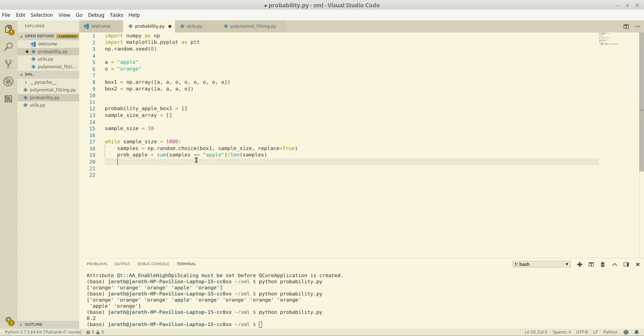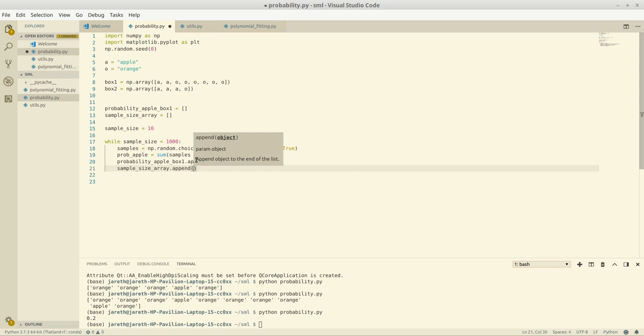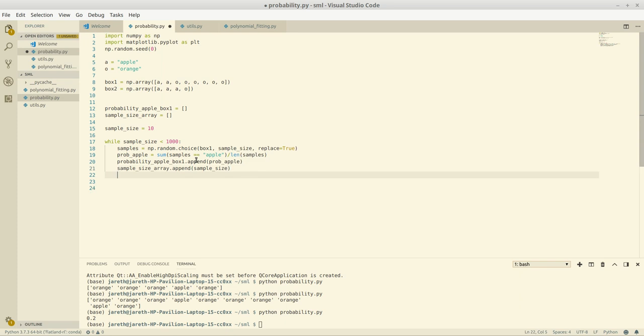So we need to append the probability of choosing apple, box 1. We're going to append whatever the probability of choosing an apple is, and to the sample size array we're going to append the sample size, right? And that's pretty much it. We're going to have an array with the probabilities and another one with the sample size. That's basically what we're doing here. Now we need to plot it.